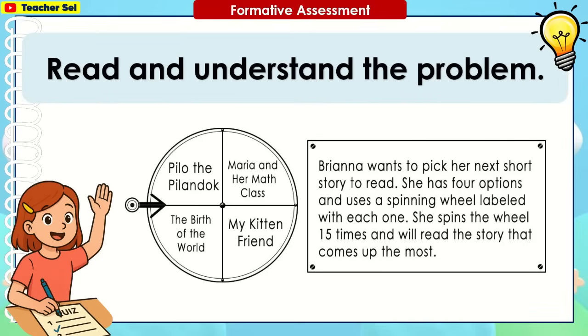For your formative assessment, read and understand the problem. Brianna wants to pick her next short story to read. She has 4 options and uses a spinning wheel labeled with each one. She spins the wheel 15 times and will read the story that comes up the most. The stories are Pilo the Pilandok, Maria and Her Math Class, My Kitten Friend, The Birth of the World.